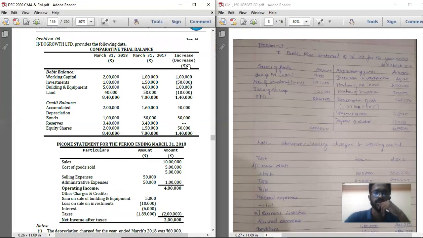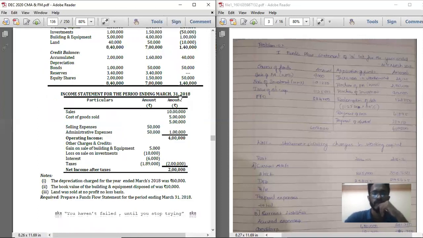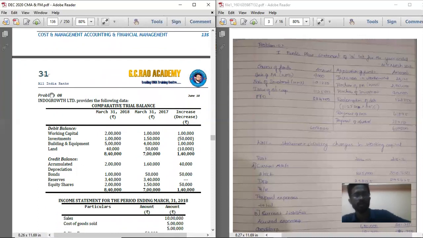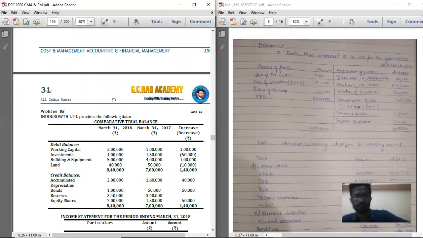They themselves have given what is the increase or decrease. Just post it in the fund flow statement. You will get the value. I'll just solve it. If you want the problem number 8 answer, like a printed answer, just go to the website and download the June 2018 suggested answers of paper 10. You will be given the problem number 8 answer.